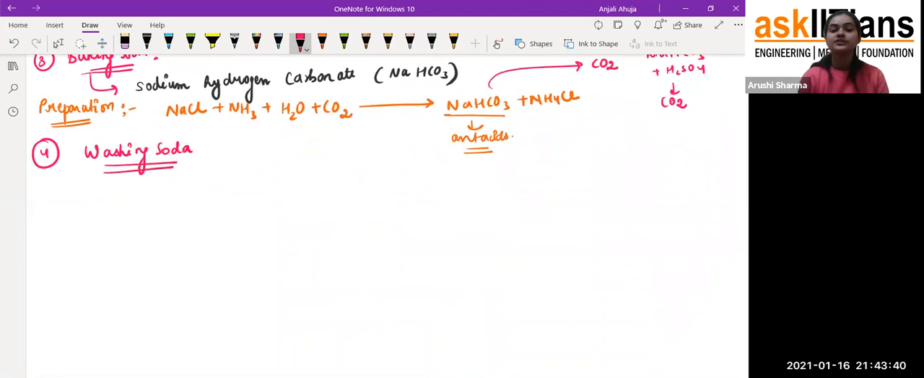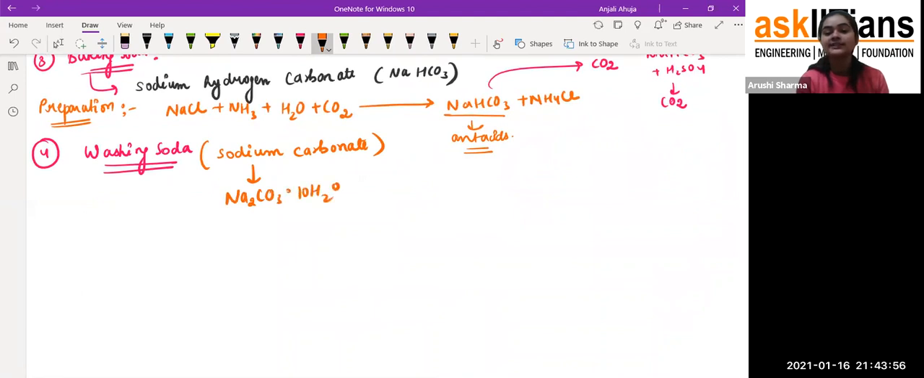So it's like washing soda, students. Washing soda, its chemical name is sodium carbonate. The chemical formula is written as Na2CO3.10H2O. If I write the correct name, it is sodium carbonate decahydrate. Decahydrate, because it has 10 molecules of H2O. So this is the chemical formula of the washing soda.